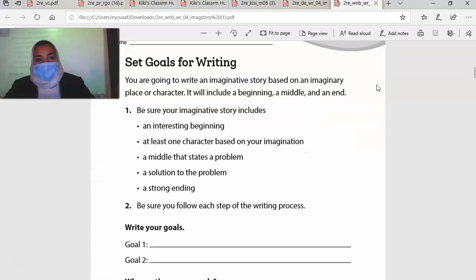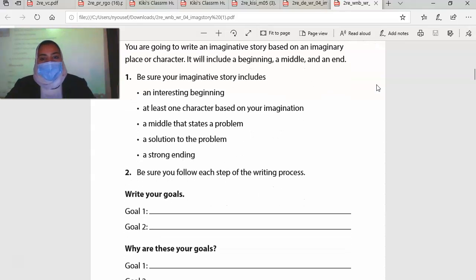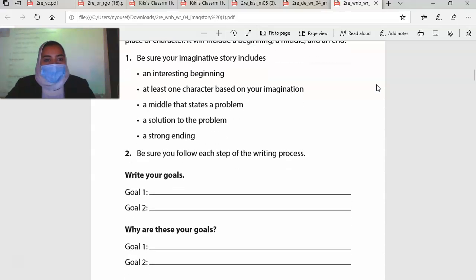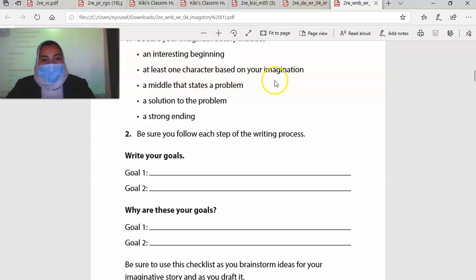All right, so we already did this page where we kind of introduced what we were doing. Now we're on this page, set goals for writing. You are going to write an imaginative story based on an imaginary place or character. It will include a beginning, middle, and an end. Be sure your imaginative story includes, and we already talked about this, an interesting beginning, at least one character based on your imagination, a middle that states a problem, a solution to the problem, and a strong ending. Be sure you follow each step of the writing process.